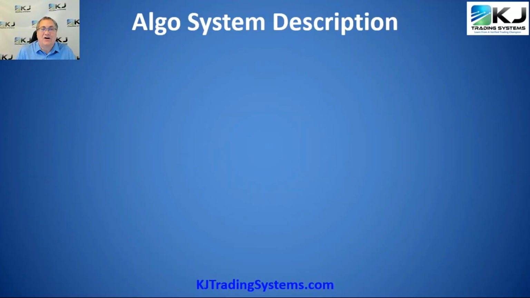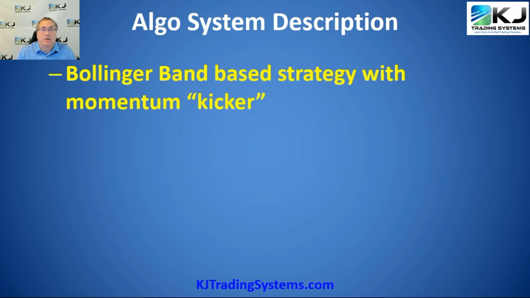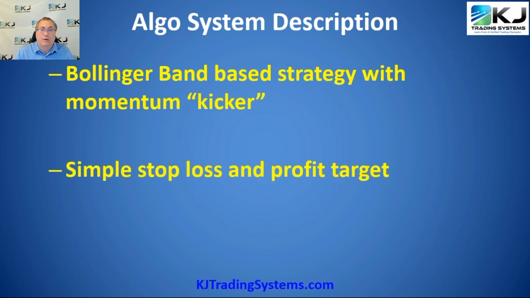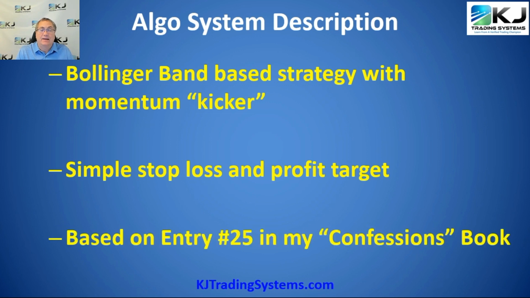Okay, so let's get started with this algo. First, I'm going to describe it. This algo is a pretty simple Bollinger Band based strategy with what I call a momentum kicker, and you'll see that in a second. It has a simple stop loss and a simple profit target, nothing too complicated here, and it's based on entry number 25 that you can find in my Confessions of a Champion Trader book.